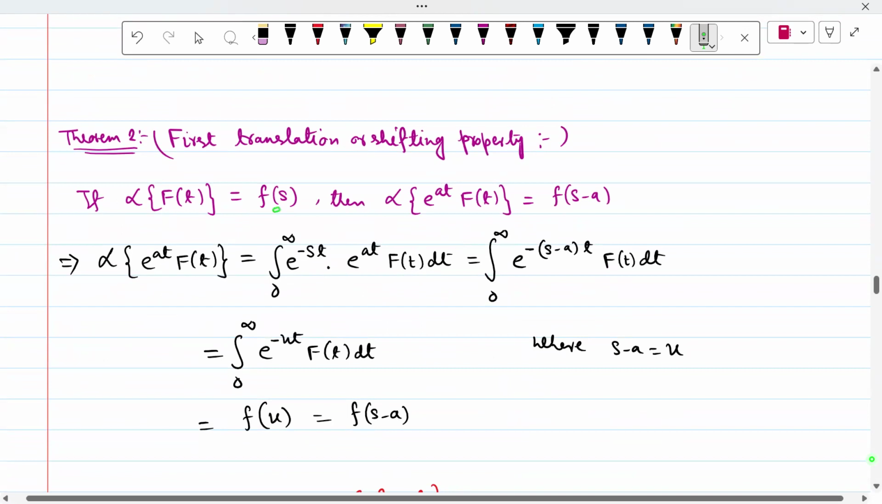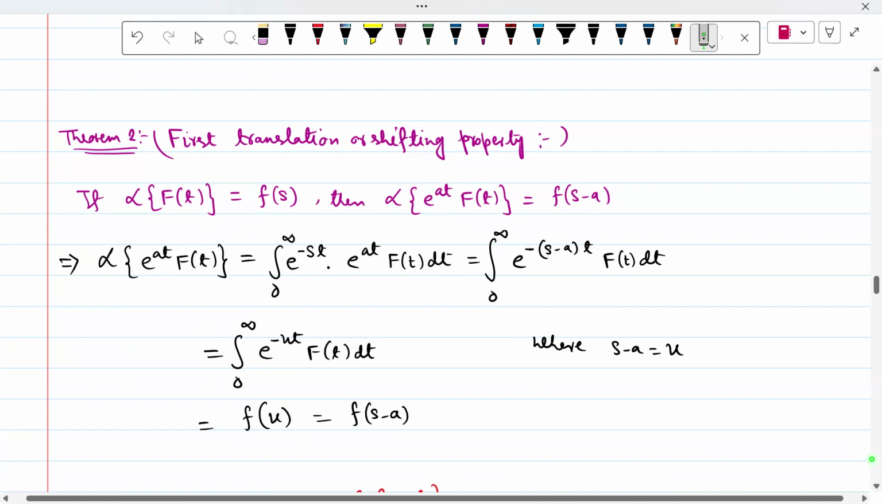So look here, if you have a Laplace transform where the function has a multiplier e to the power at, then this F(s) is shifted to F(s minus a). So if you multiply by e to the power of positive a t, then it is shifted by negative a.